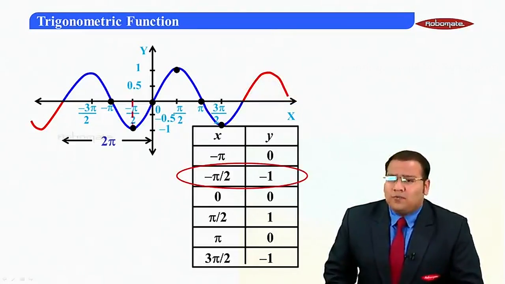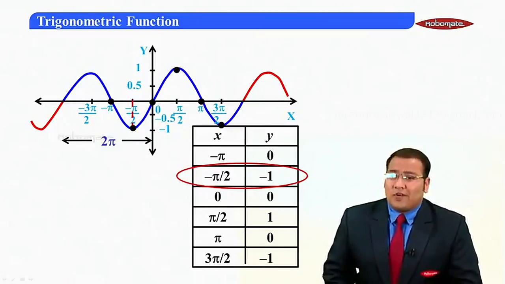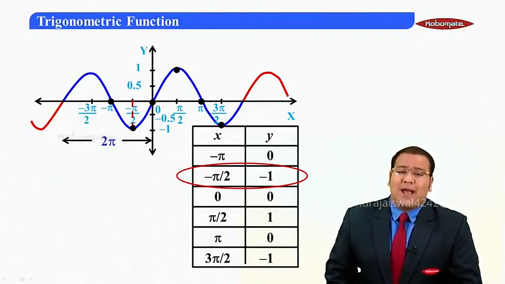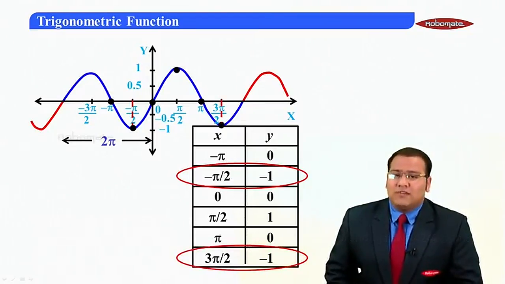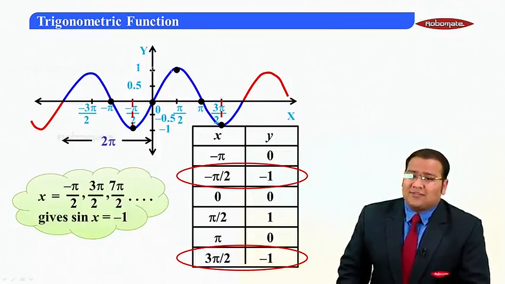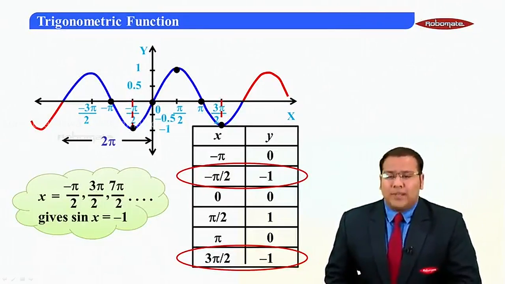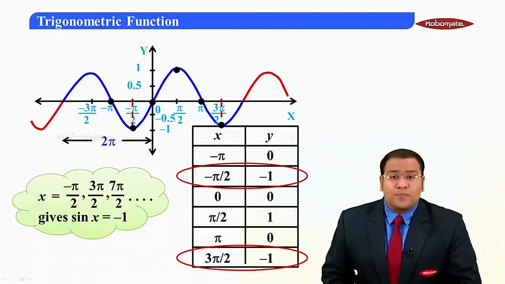Now observe the two values, that is minus pi by 2: sine of minus pi by 2 is given by minus 1, and sine of 3 pi by 2 is given by minus 1. So I can say that if x is equal to minus pi by 2, 3 pi by 2, 7 pi by 2 and all such values, it gives me sin x as minus 1.